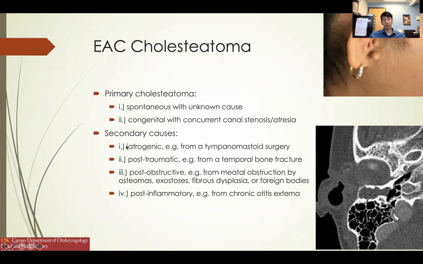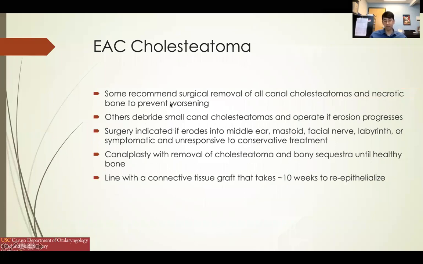Secondary causes, there are many. It can be from a prior surgery, which I've also seen, or post-traumatic from a temporal bone fracture. It can be from an injury of the jawbone getting shoved into the ear canal and causing a trauma that way, and I've seen that as well. And many years later, the patient then started developing signs of cholesteatoma. Post-obstructive, from obstruction of the meatus, for example osteomas or exostoses, and I've seen a case of that as well. Foreign bodies. Post-inflammatory, so from chronic otitis externa, can lead to canal cholesteatoma.